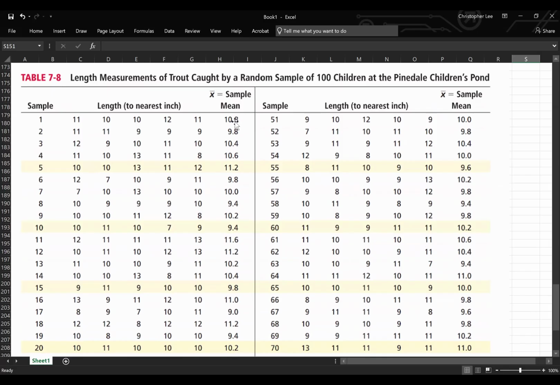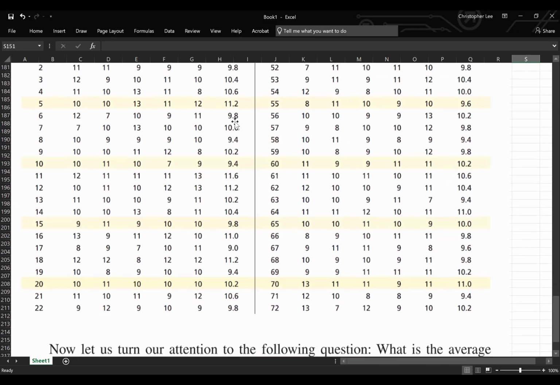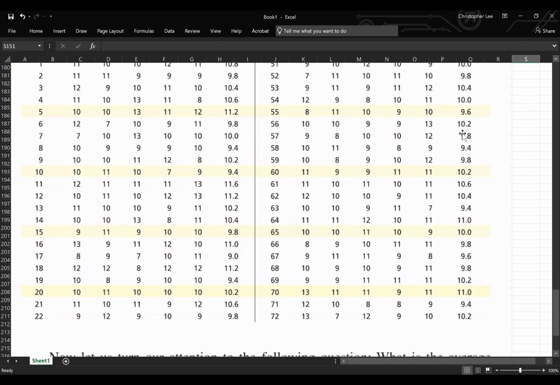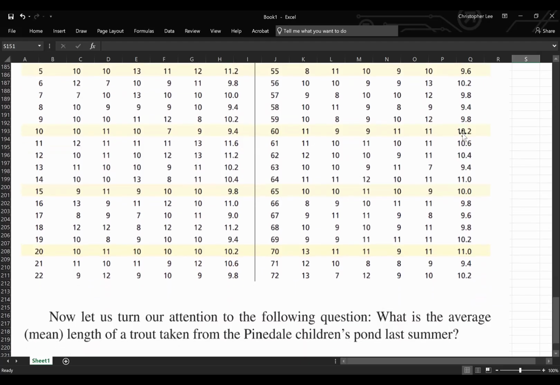Now we did this for 100 children. You guys get the idea. Here's 72 of them, but long story short, there's 100. Same thing, each one catches five trout, they measure how long each trout is, then they compute a sample mean of the five that they caught. Now let's turn our attention to the following question.